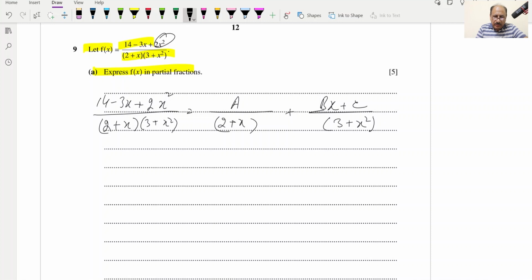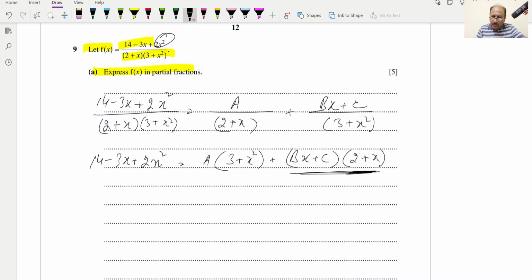So now we can write it as 14 minus 3x plus 2x squared, and this will be equal to A multiplied by 3 plus x squared, plus Bx plus C multiplied by 2 plus x. Now we can make terms 0 to find the values of A, B, C. First of all, for A, x is equal to minus 2 to get this one 0. When this will be 0, B and C both will be 0, and we will get A value.